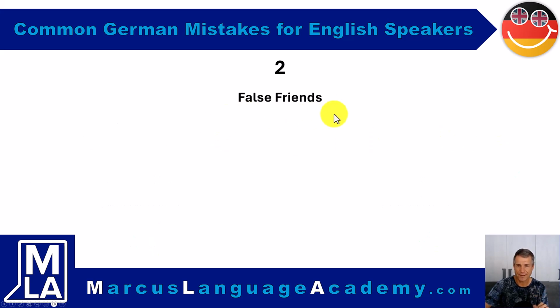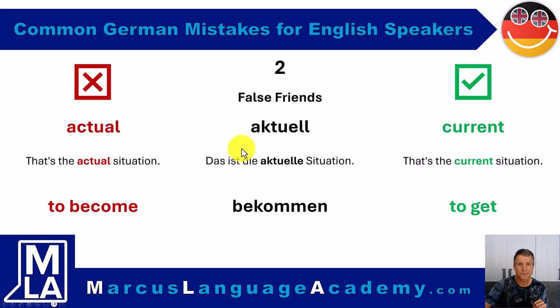Next up, false friends. These are words that look similar in German and English but have different meanings. For example, the German word "aktuell" doesn't mean "actual" but "current." If you say "das ist die aktuelle Situation," you're saying that's the current situation, not that's the actual situation. Another one is "bekommen," which means to receive, not to become. So please be careful with these false friends, as they can lead to some funny misunderstandings.